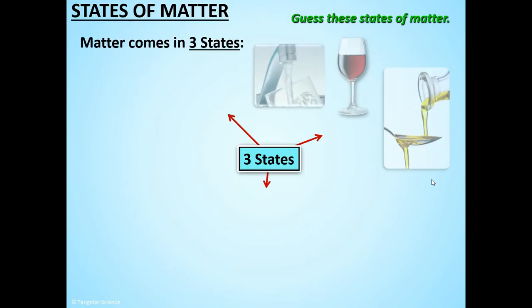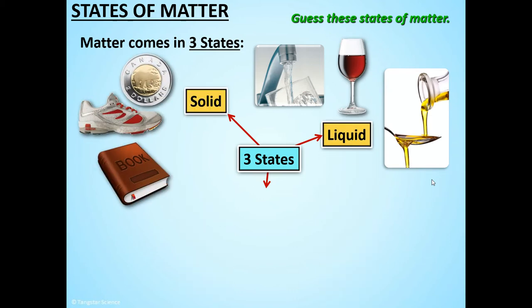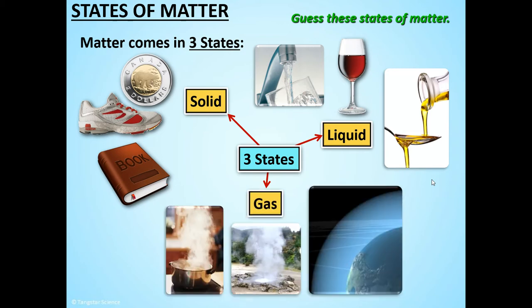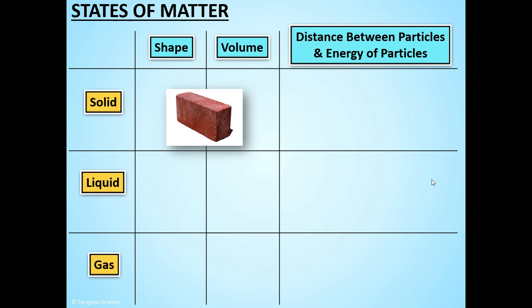So, now let's talk about the states of matter. Remember from last week that matter comes in three states. Those three states: a solid, a liquid, and yes, you guessed it, a gas. So, a solid, a liquid, and a gas are going to have different shapes and volumes, and also different distances between the particles and the energy of those particles.